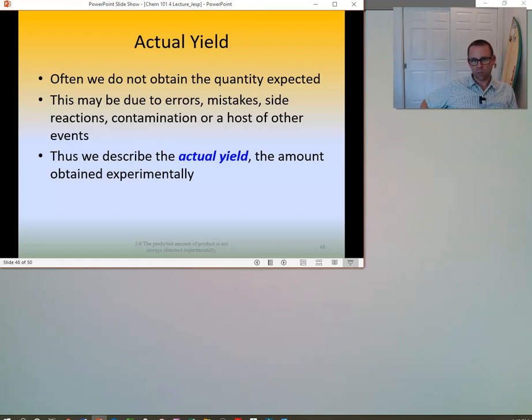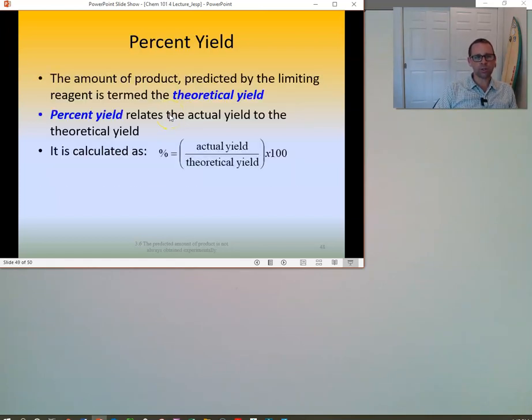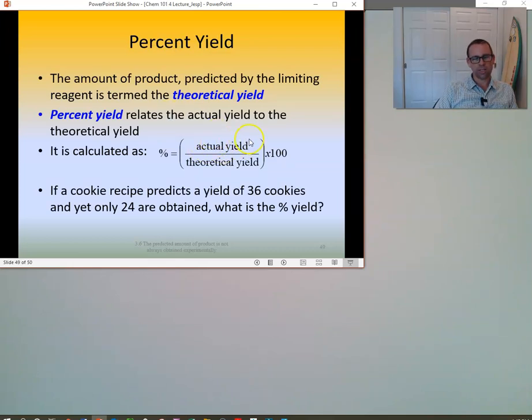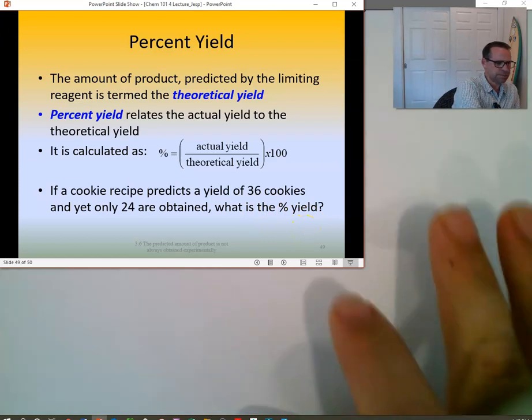And so we have what's called, again, the theoretical yield. That's how much you should get, but the actual yield is how much you do get. So if I take the actual yield and put it over the theoretical yield, and then times it by 100, that gives me what I call my percent yield. Okay? So here's an example. A cookie recipe predicts a yield of 36 cookies, and yet only 24 are obtained. What is the percent yield? How would I solve this?